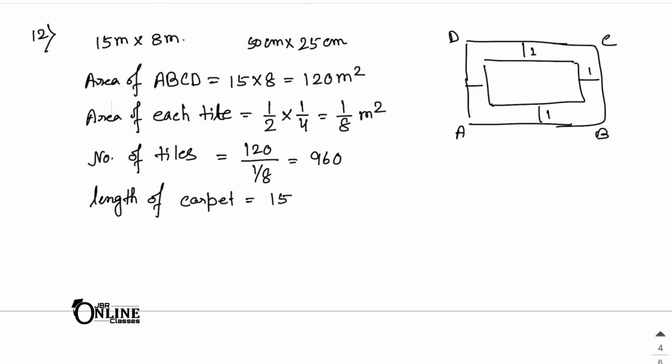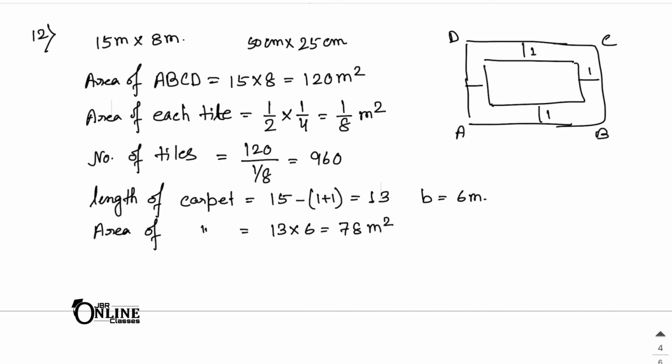Now the length of the carpet, as 15 meter is the total length, so 15 minus 1 plus 1, sorry, 15 minus 1 minus 1, so that equal to 13, as well as breadth equal to 8 minus 1 minus 1, that equal to 6. So length equal to 13, breadth equal to 6. So area of the carpet, that equal to 13 into 6, that equal to 78 meter square.